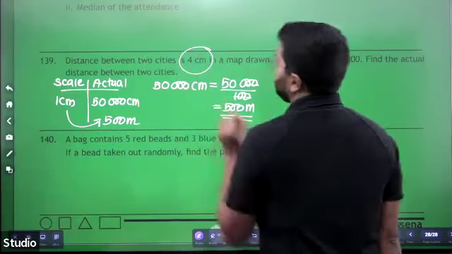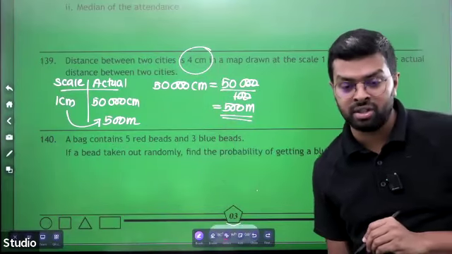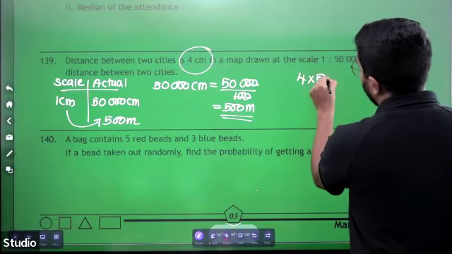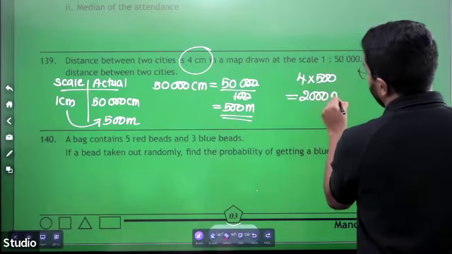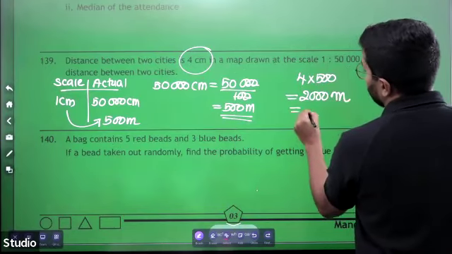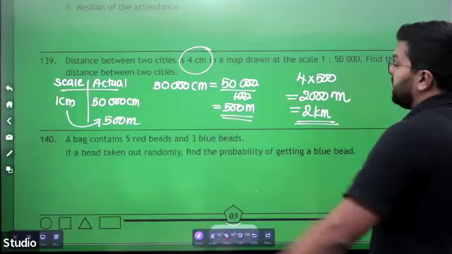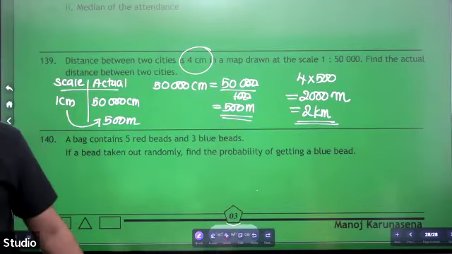That means 1 centimeter represents 500 meters in the actual figure. So what is the actual distance represented by 4 centimeters? That is what is asked in the question. 4 multiplied by 500. So the actual distance is 2000 meters, which is equal to 2 kilometers.